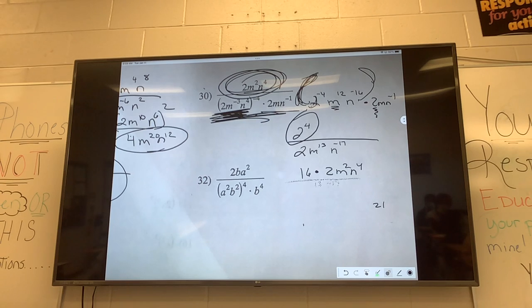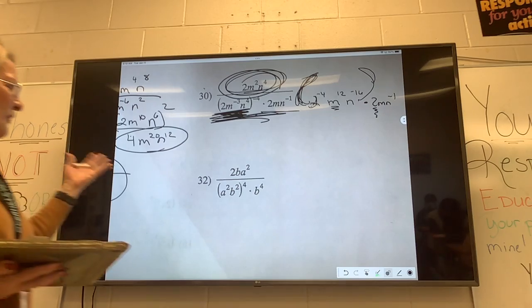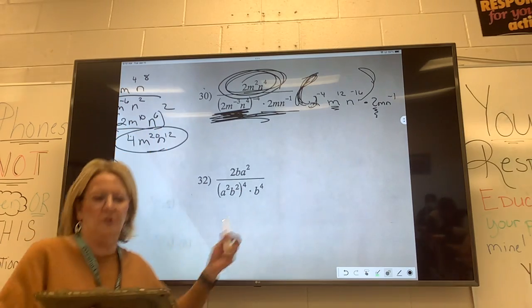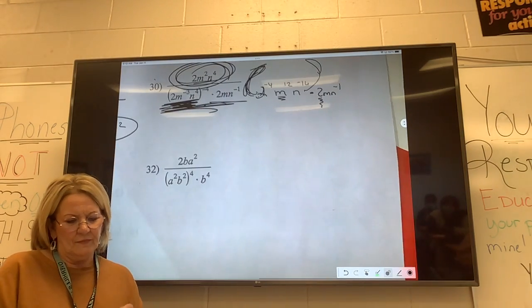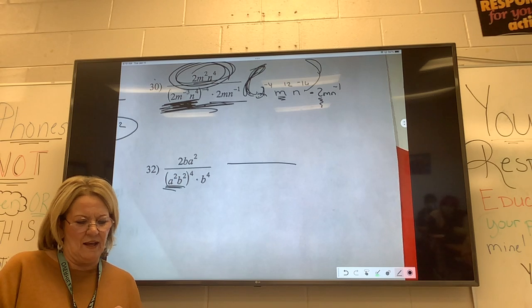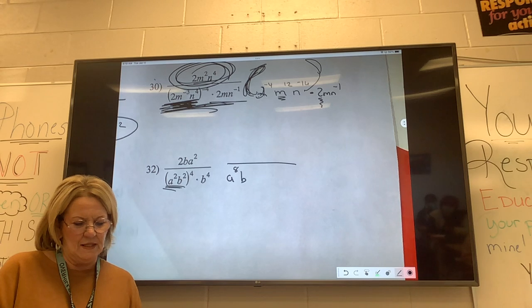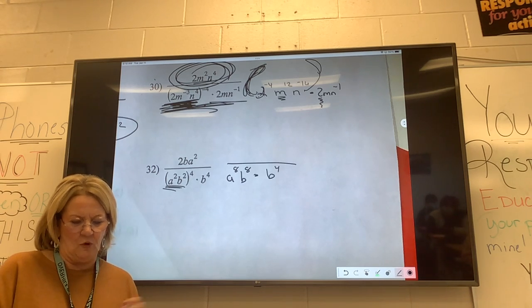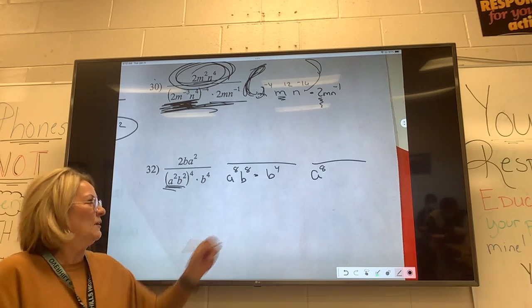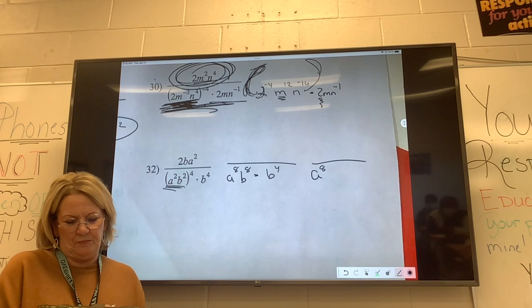Okay, we're going to do number 32. I think that's our last one. So 32, there's a lot of things I can do, y'all, but what I see here is multiplication on the bottom. I want to clean that up first. So I have a power to a power. It means I have to multiply. That's a to the 8, b to the 8 times b to the 4. Now I'm going to clean that up. a to the 8, and when you multiply, you add, b to the 12.